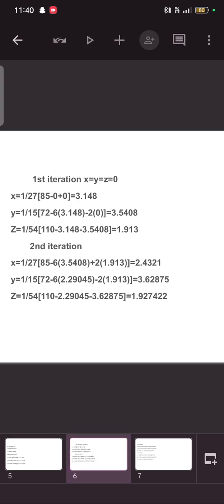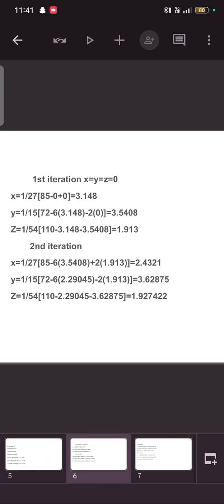So we take the first iteration where y is equal to z is equal to 0. We get x is equal to 3.148, y is equal to 3.5408 and z is equal to 1.931. In the second iteration we put the values of y and z that we got in the first iteration. We get x is equal to 2.4321, y is equal to 3.628 and z is equal to 1.927.